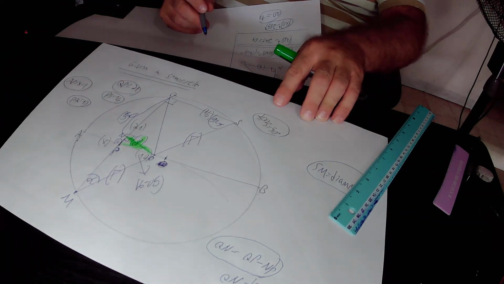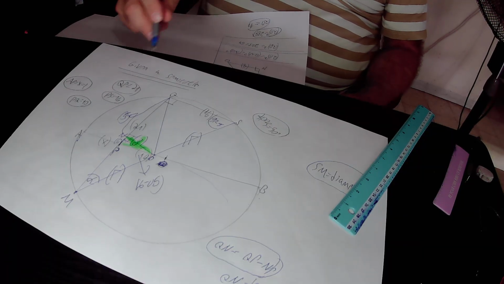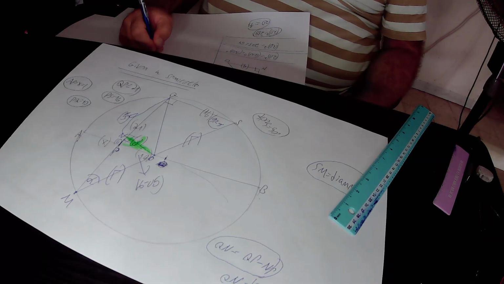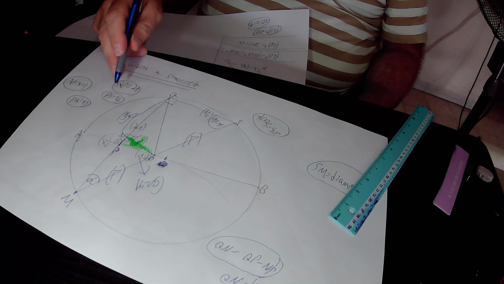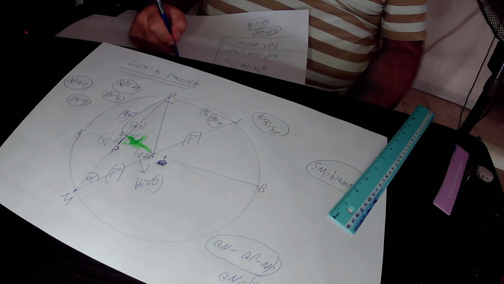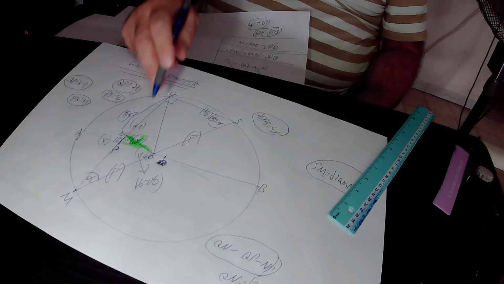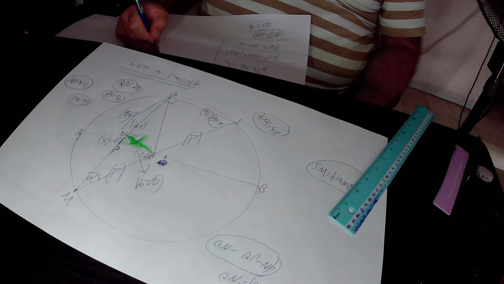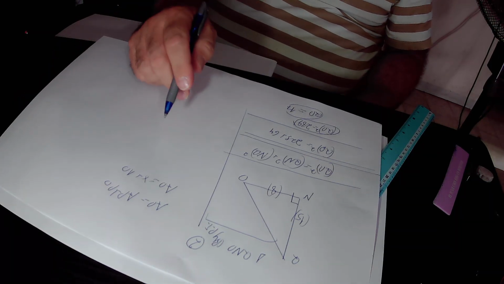AO is also the radius of this circle, and AO equals AP plus PO. So AO equals AP, that is X, the segment that we're looking for, plus PO. PO equals 10 units, according to what's given in the question. So in total, we found that AO equals X plus 10.